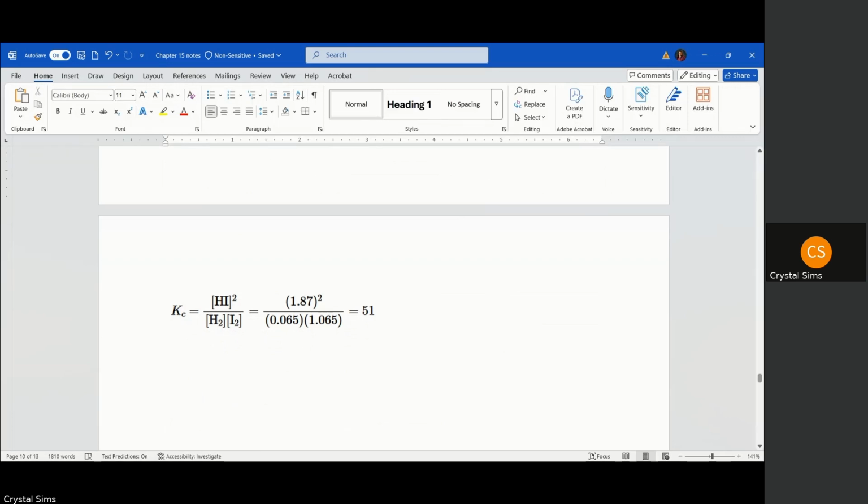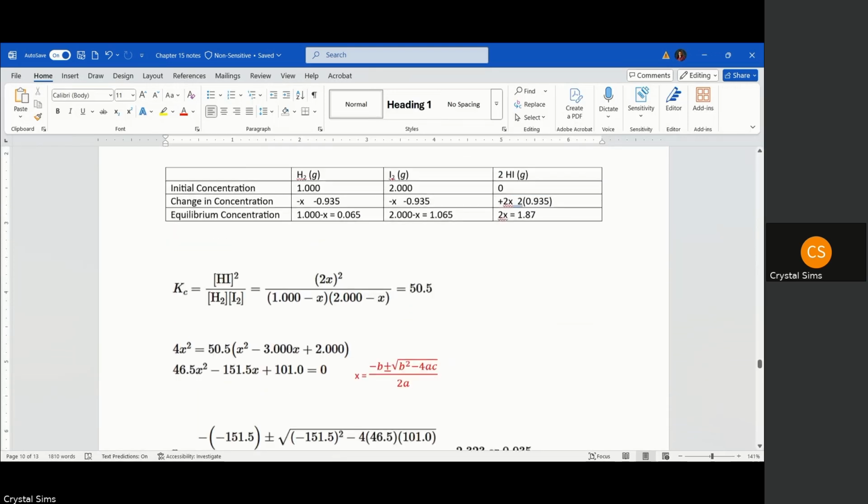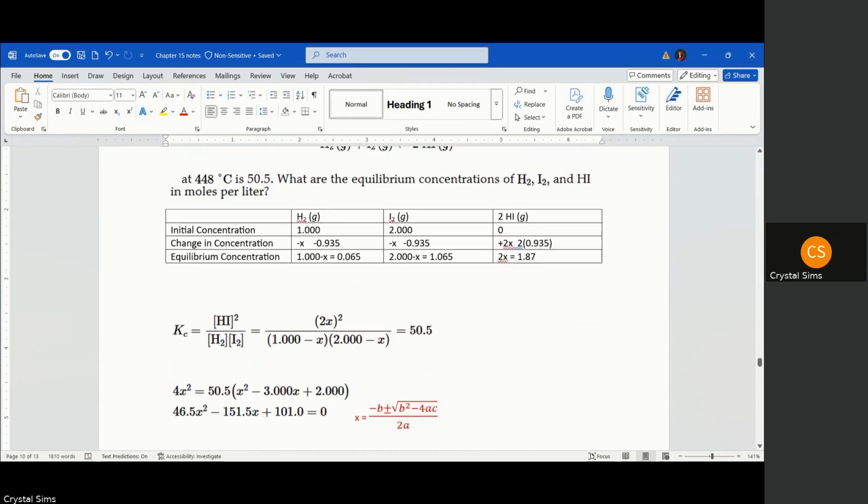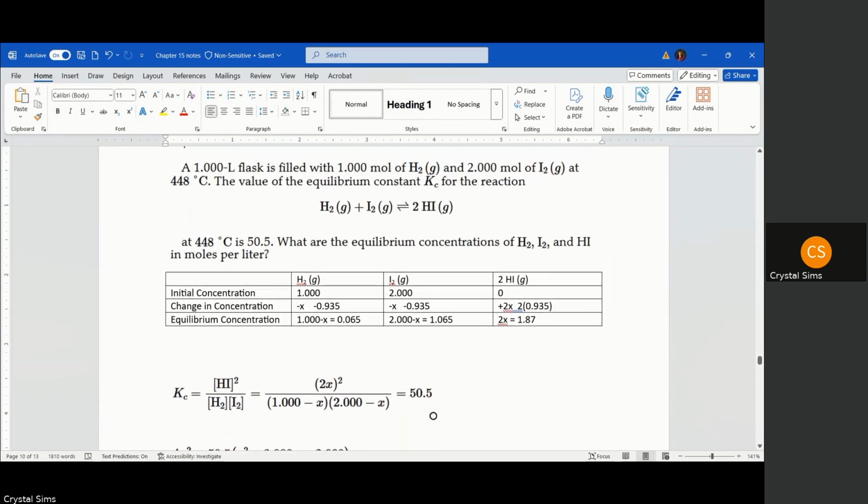So that is how you can use ice tables and the quadratic formula to solve for your equilibrium concentrations when you're not given at least one of them. Okay, when you're just given your starting concentrations.